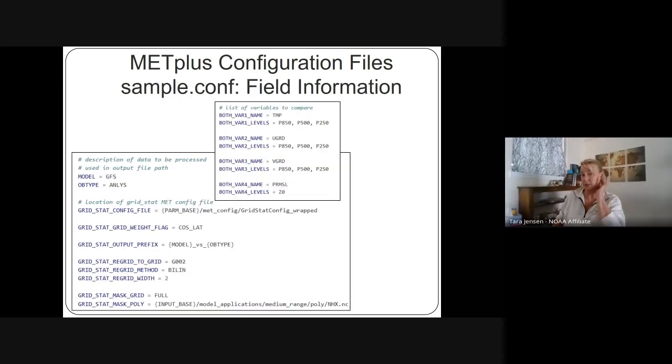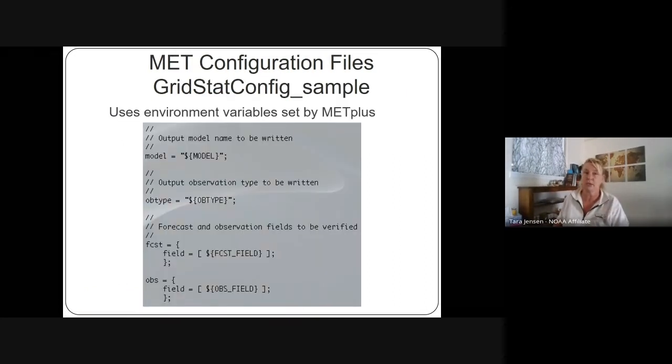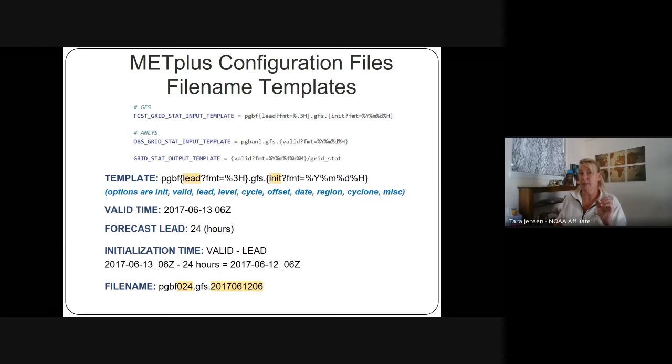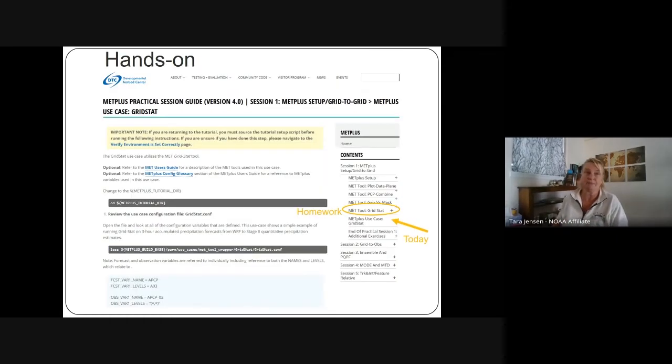This is how you would specify different variables and fields, how you'd apply many of the options we just discussed in this very quick presentation, and how that relates back to the MET config file. Once again, George is going to go into this a lot next week. I just wanted to give you a little view into it, as well as the file name templates. We support file names that have leads, valid times, dates, regions, and so on. Once again, more information next week.